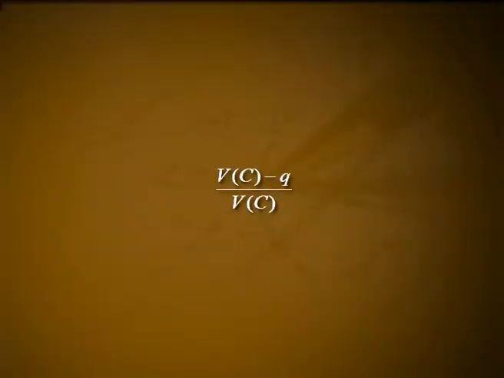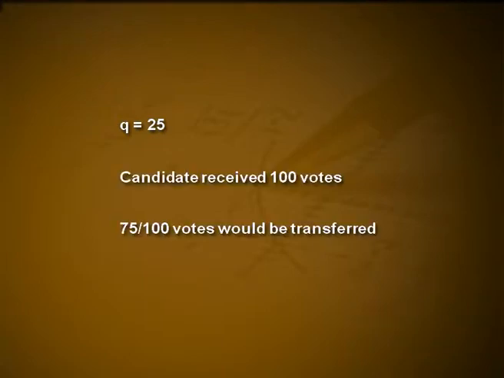The method recently used by the American Mathematical Society involves transferring to the next remaining active candidate (V(C) minus q)/V(C) votes. This method is also used to elect members of the Irish Senate. Thus, if q is equal to 25 and a candidate received 100 votes, then 75/100 votes would be transferred to the next remaining active candidate on each of the voters' ballots that had originally been assigned to the elected candidate.